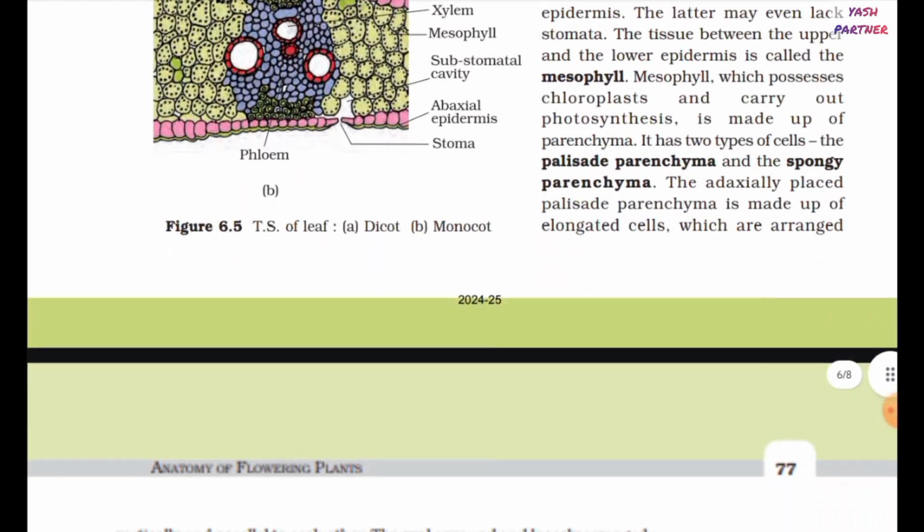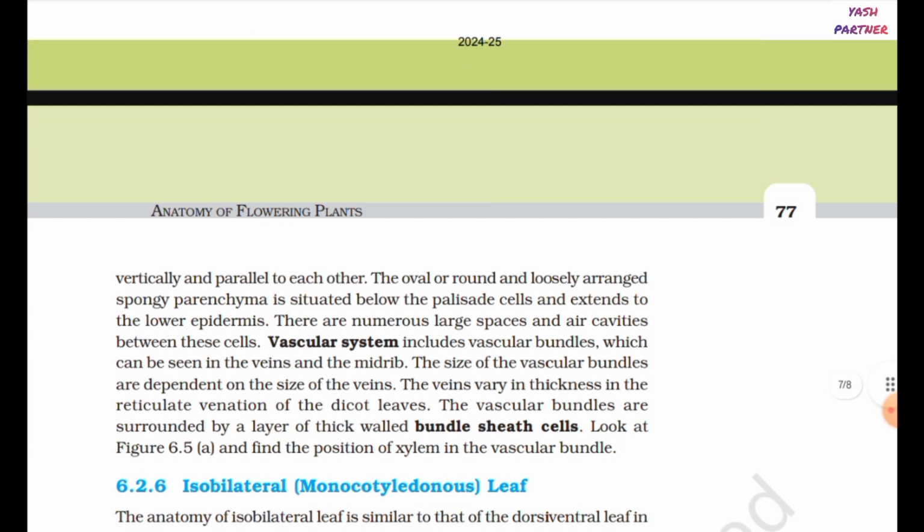The tissue between the upper and lower epidermis is called the mesophyll. Mesophyll, which possesses chloroplasts and carries out photosynthesis, is made up of parenchyma. It has two types of cells, the palisade parenchyma and the spongy parenchyma. The adaxially placed palisade parenchyma is made up of elongated cells which are arranged vertically and parallel to each other. The oval or round and loosely arranged spongy parenchyma is situated below the palisade cells and extends to the lower epidermis. There are numerous large spaces and air cavities between these cells.